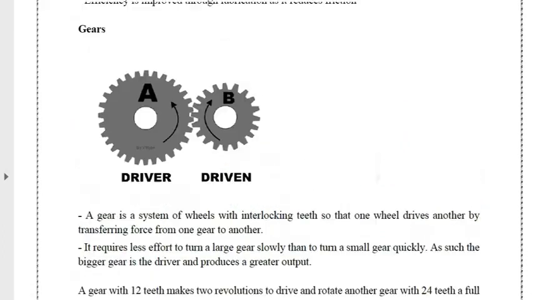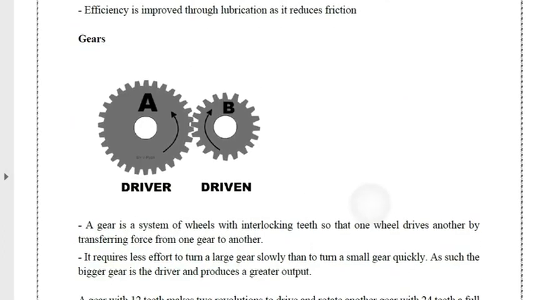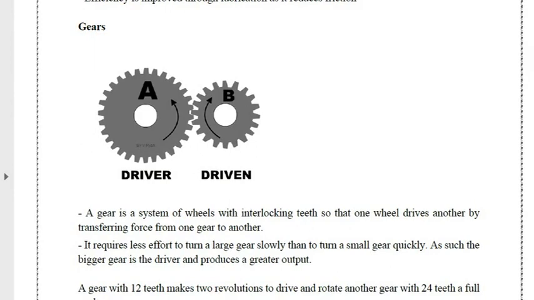Another type of machine that we have is a gear. I hope you've seen gears before if you've ever ridden a bicycle. When you pedal, you will see that there's a gear there. A gear is a system of wheels with interlocking teeth so that one wheel drives another by transferring force from one gear to another.